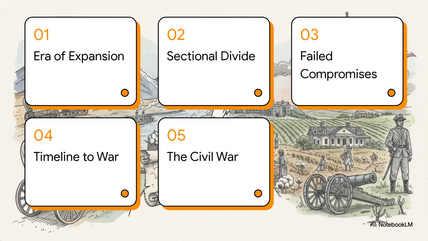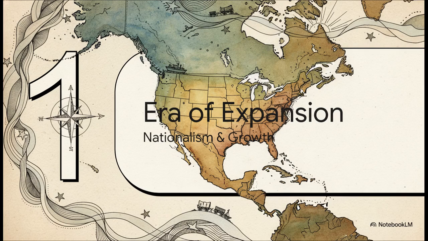Here's our study guide roadmap for today. We've got the era of expansion, defining the sectional divide, failed compromises and crises, a timeline to war, and finally, the Civil War erupts. Let's get right to it. Section 1, the era of expansion. Let's lay the groundwork for how the country grew both in its physical size and in its own identity.